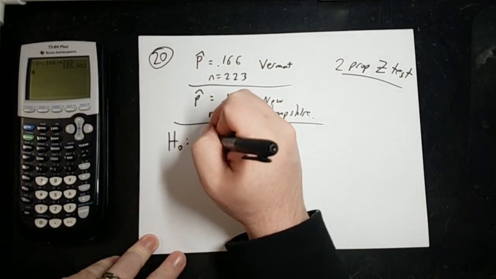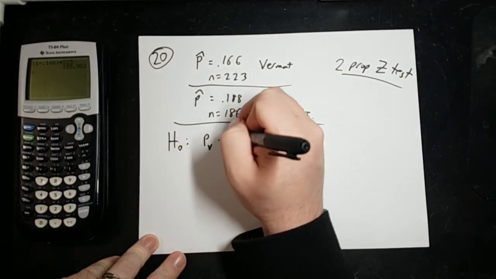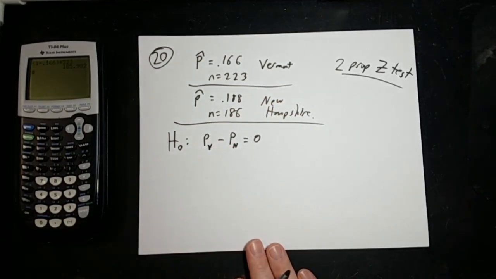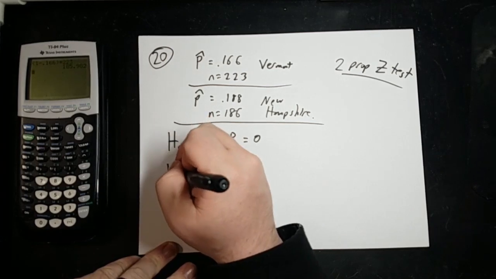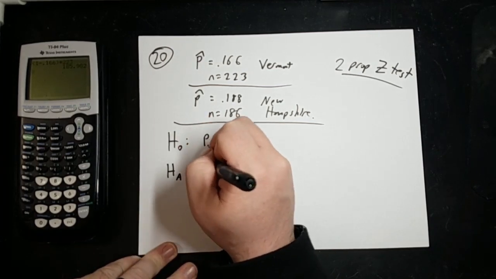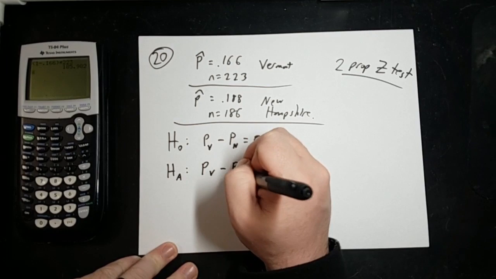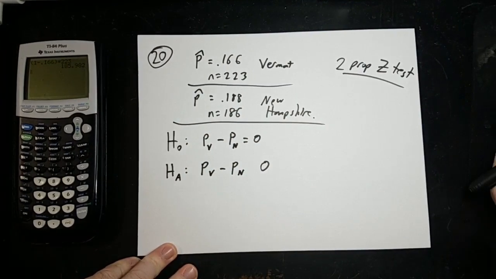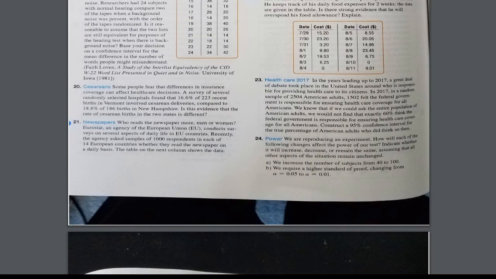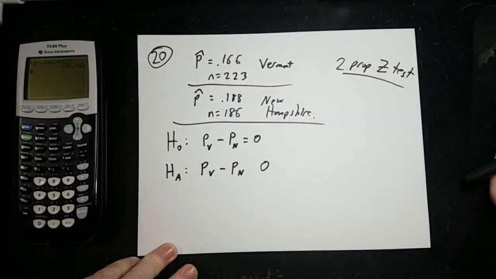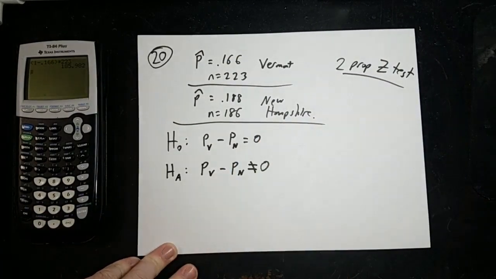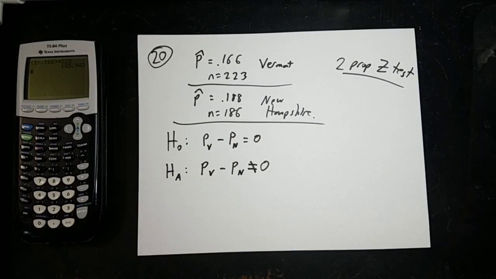Your null hypothesis would be that there is no difference between the two. Nothing going on. Nothing unusual. Your alternative is that there is a difference between the two. Now, if you read the question carefully, number 20, is this evidence that the rate in the two states is different, not that one is greater than the other? So it has to be not equal to.